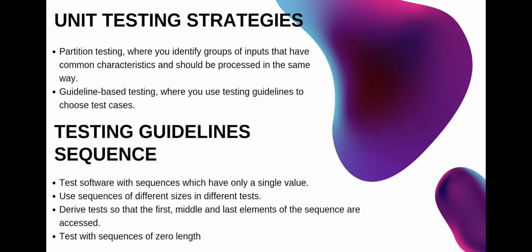Unique testing strategy consists of two methods. First of all is partition testing, where you identify groups of inputs that have common characteristics and should be processed in the same way. Second is guideline-based testing, where you use testing guidelines to choose test cases. Next, for the testing guideline for sequences: test software with sequences which only have a single value. Use sequences of different sizes in different tests. Derive tests so that the first, middle, and last elements of the sequence are accessed. Test with sequences of zero length.